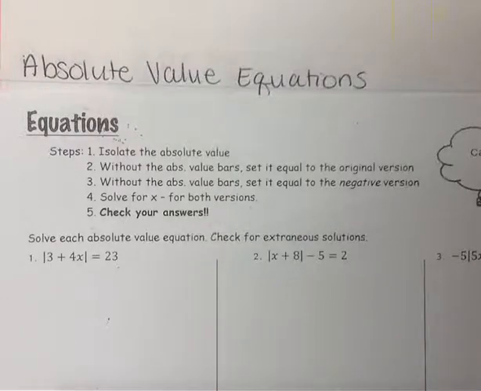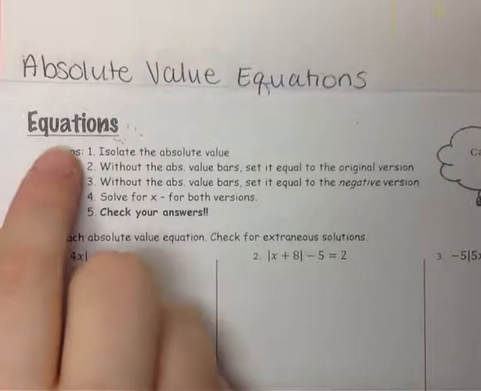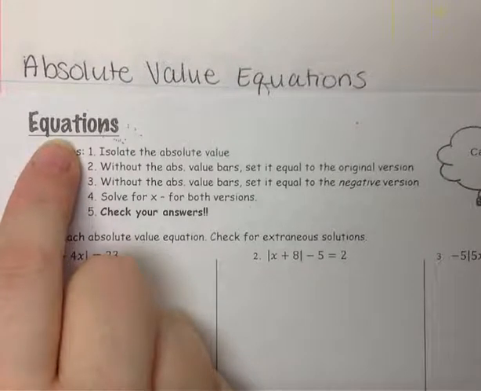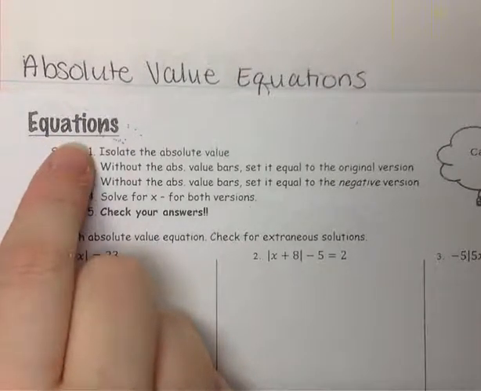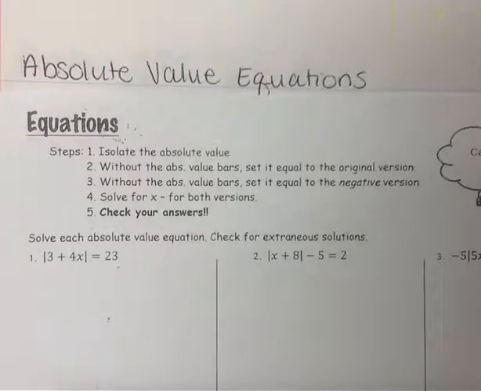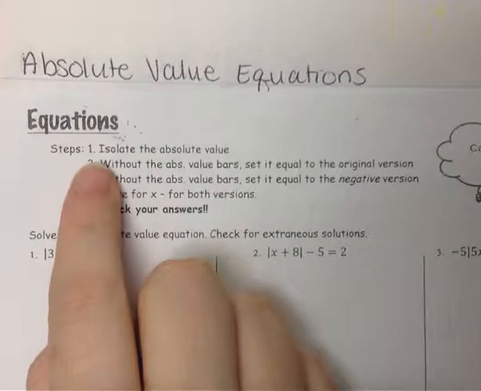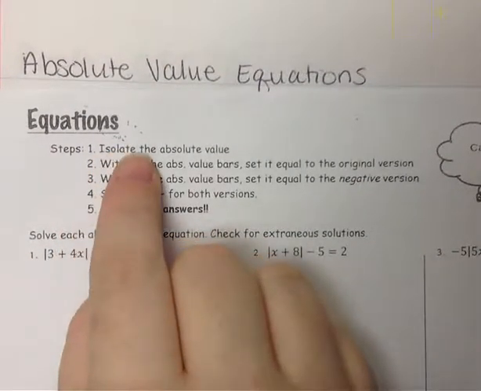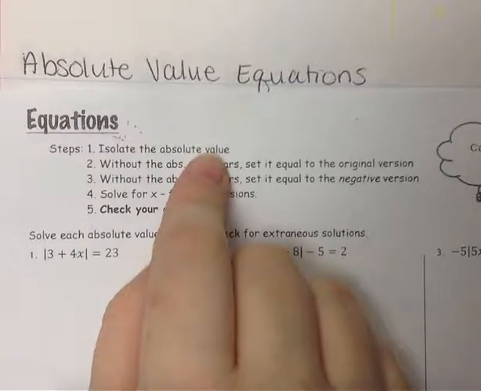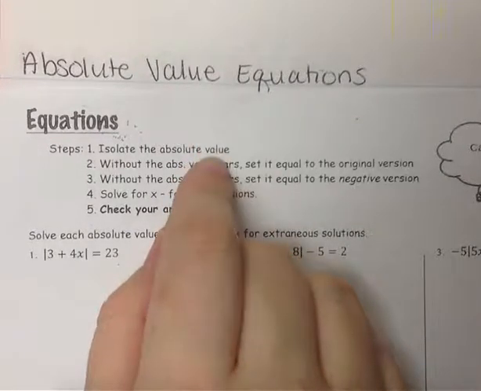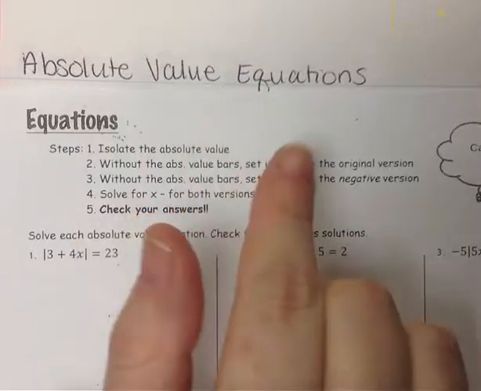This video is on absolute value equations. We're going to be focusing on solving the equations to figure out what answers will make the equations true. The first step is to isolate the absolute value. That means we're going to use order of operations to get the absolute value alone, and then we can solve.